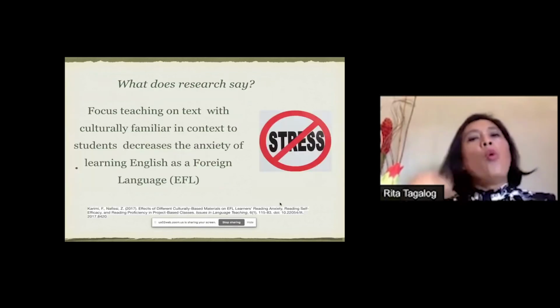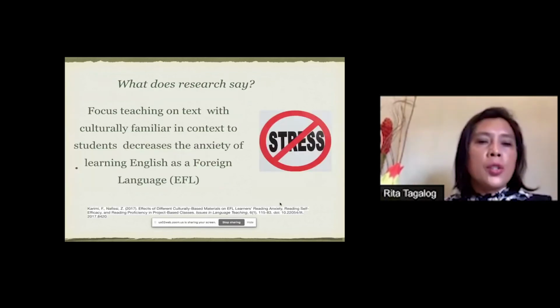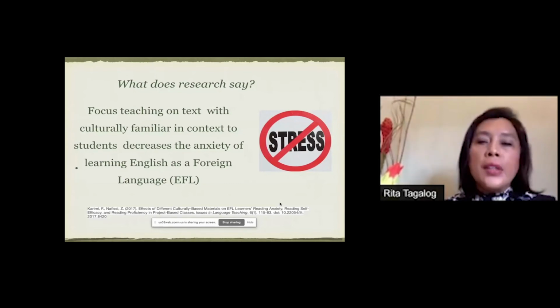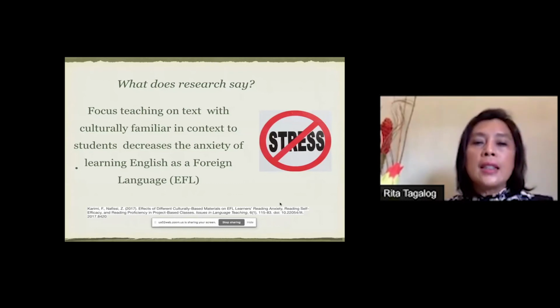So, what does research say when it comes to culture-based education and the integration of cultural icons? No? For example, in the study of the effects of different culturally based materials on English as a foreign language learners' reading anxiety, the study resulted that when teachers focus teaching on texts with culturally familiar contexts to students, it decreases the anxiety of learning English as a foreign language. No?